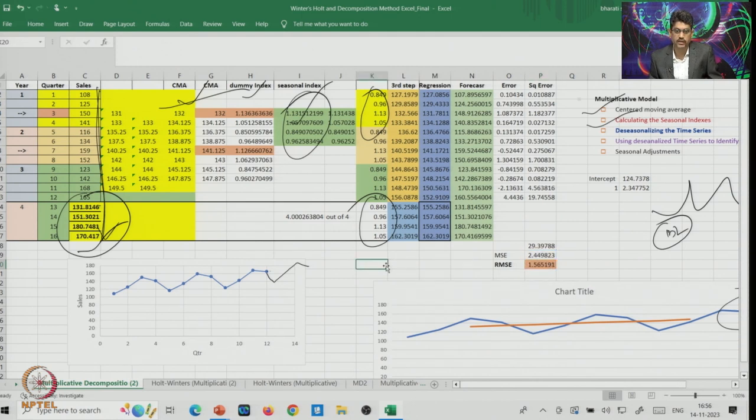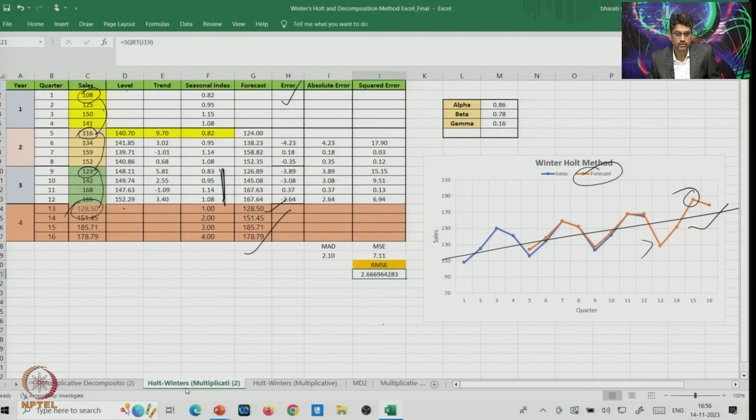1.56. Look at the RMSE of the decomposition method, 1.56. I am not saying that this is always better than the Winter method, but it has good merit also. Look at here, for this particular data, your RMSE is lower than the Winter method. Look at the Winter method, RMSE 2.66, right? We have optimized this, whatever the values you take for alpha and beta.